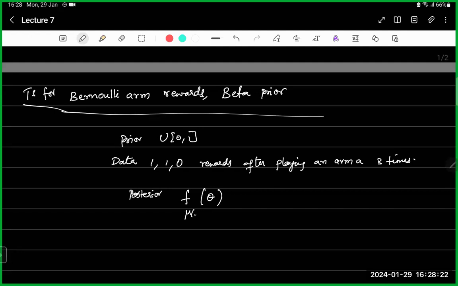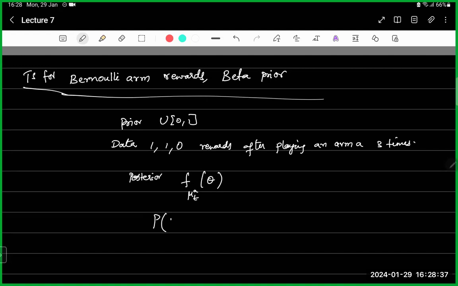Yes, I have to get some notation, but it's okay. So let's say after playing for some time, this is the posterior that you have about arm A. What would it be? It is the probability that mu equals theta, given that you have seen this data. This is the posterior.